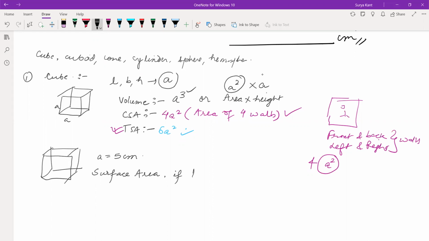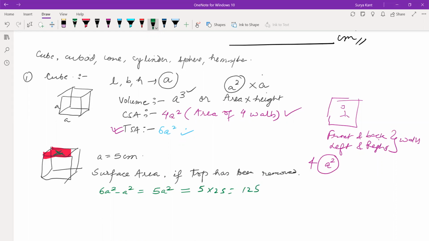if the top has been removed. Top has been removed. It means this top part is not there. Then how do we find the surface area of this cube? 6a square minus a square, sir. That is 5a square. Now, what is the final answer? 5 into 25, that is 125.